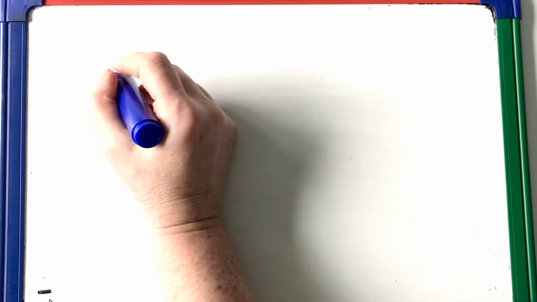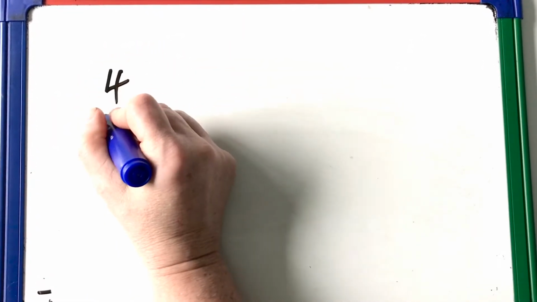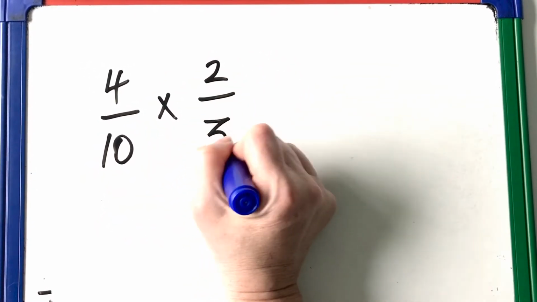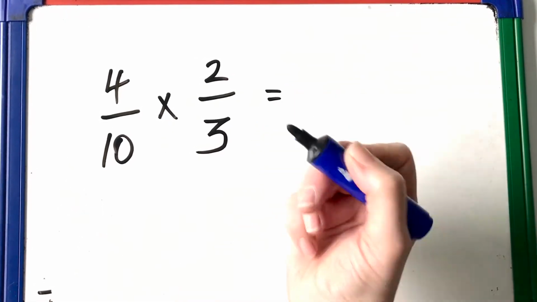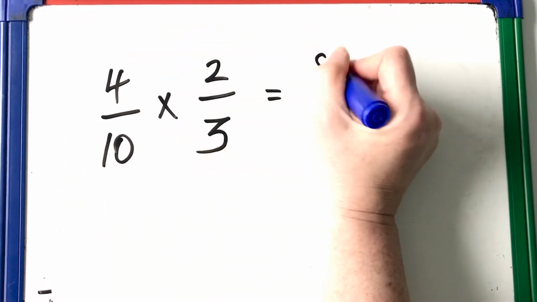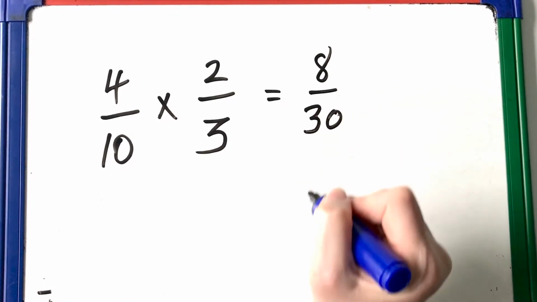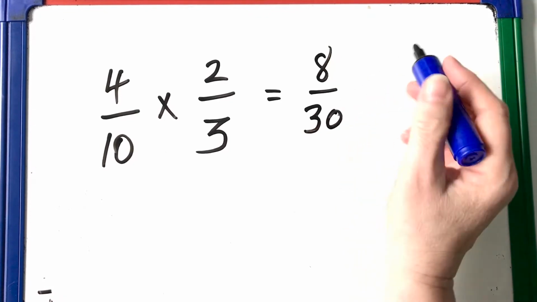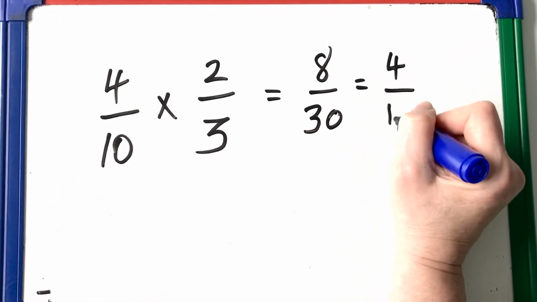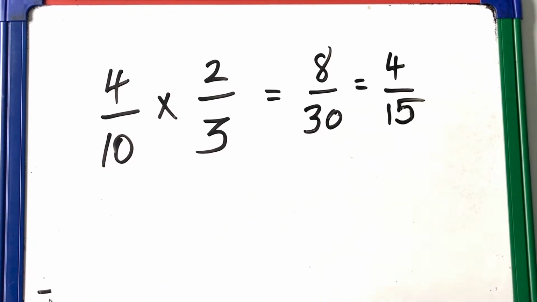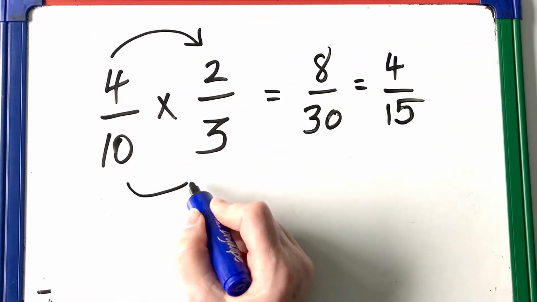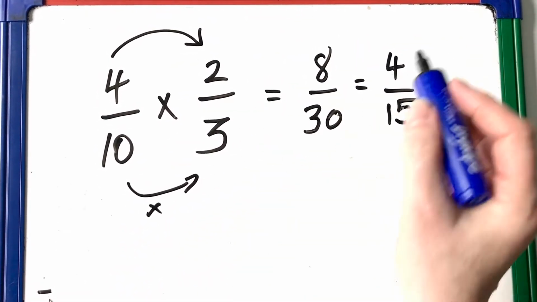Try and do this one in your head before I get to write down the answer. 4/10 times 2/3. Well, hopefully you've got 1 mark for getting 4 2s are 8, 10 3s are 30. Another mark for cancelling it down. They both have 2 as a common factor. 4 out of 15. So 4/10 of 2/3 is 4/15. I hope you got that before I did.